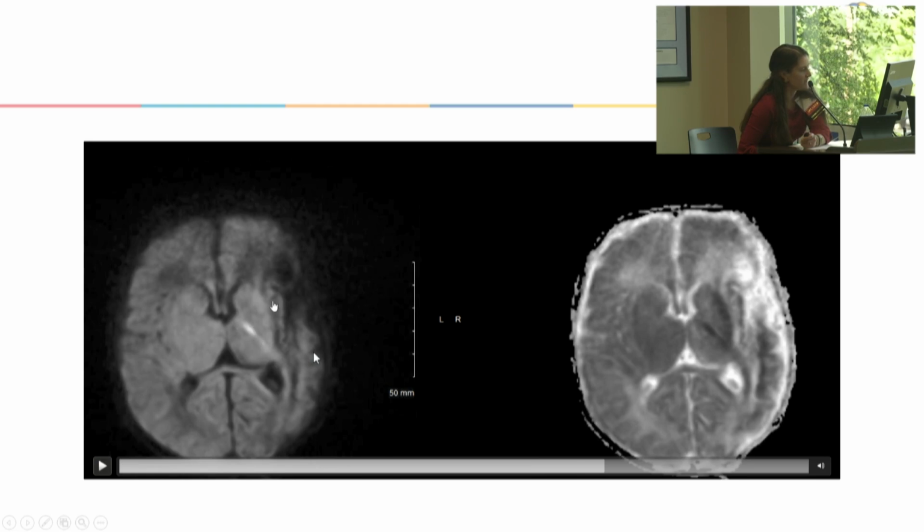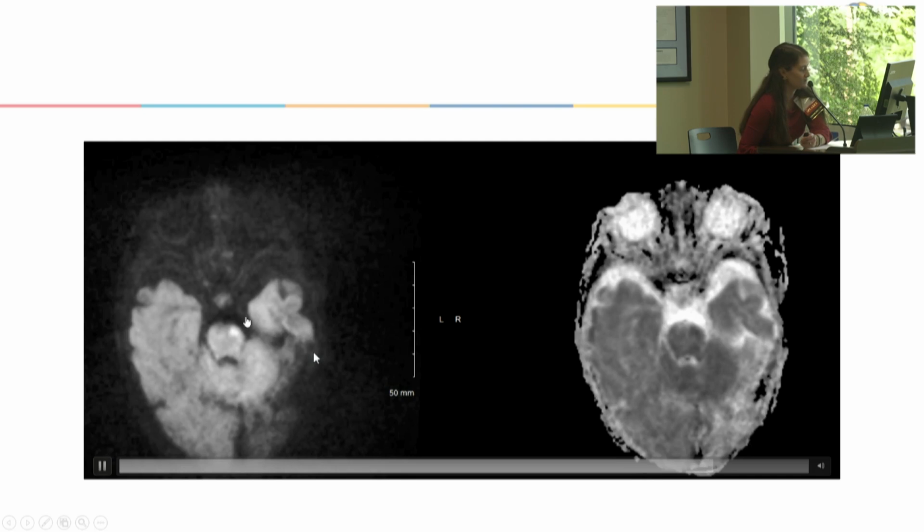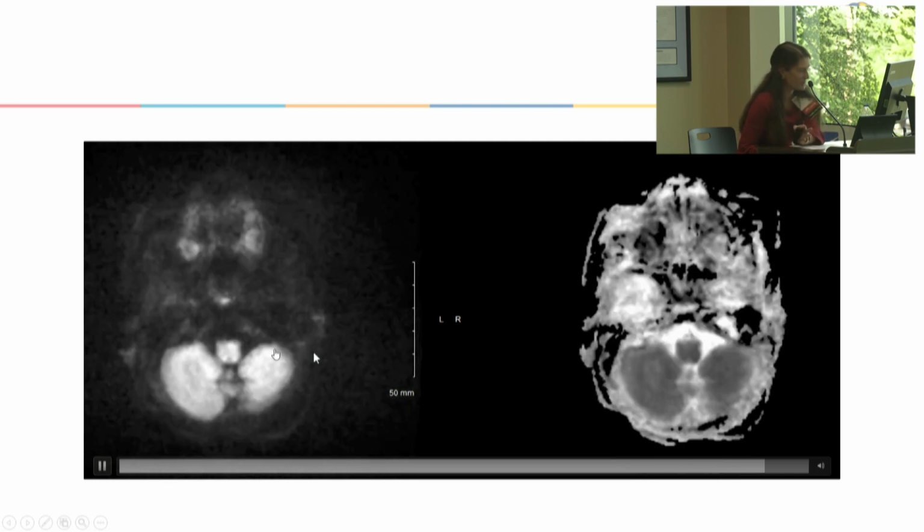This is actually not a new injury. It's actually Wallerian degeneration. So those axons are dying all the way down through the brainstem.